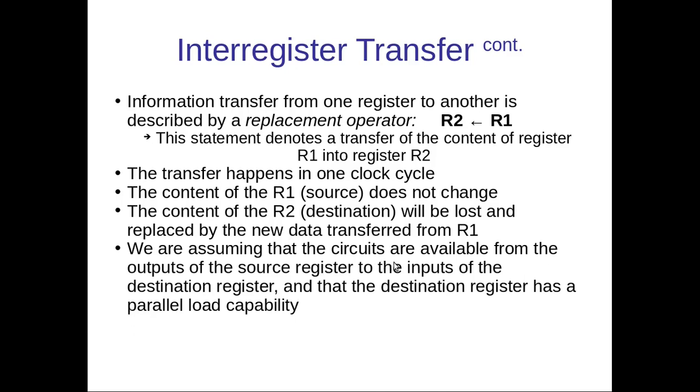We are assuming that circuits are available from the outputs of the source register to the inputs of the destination register, and that the destination register has a parallel load capability. That is, this is our source and this is our destination. So the hardware corresponding to this will be just like the output lines from this register will be connected with the input lines of this register, and there will be some load enable signal that will load the contents to R2. Okay.